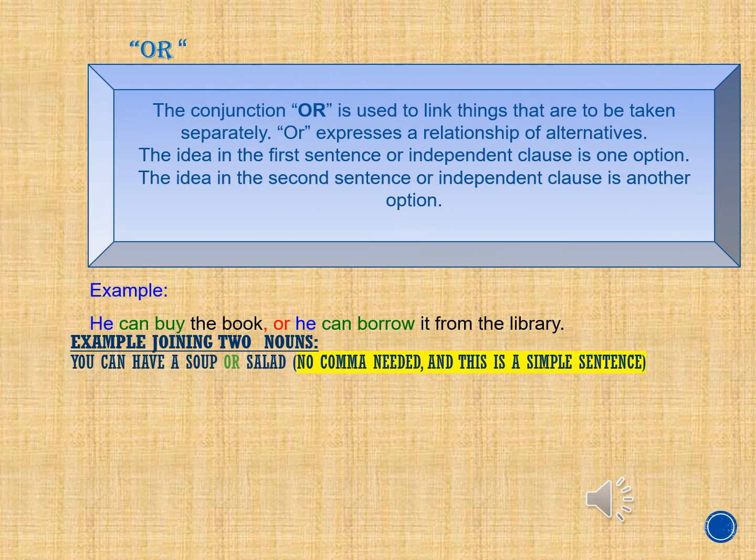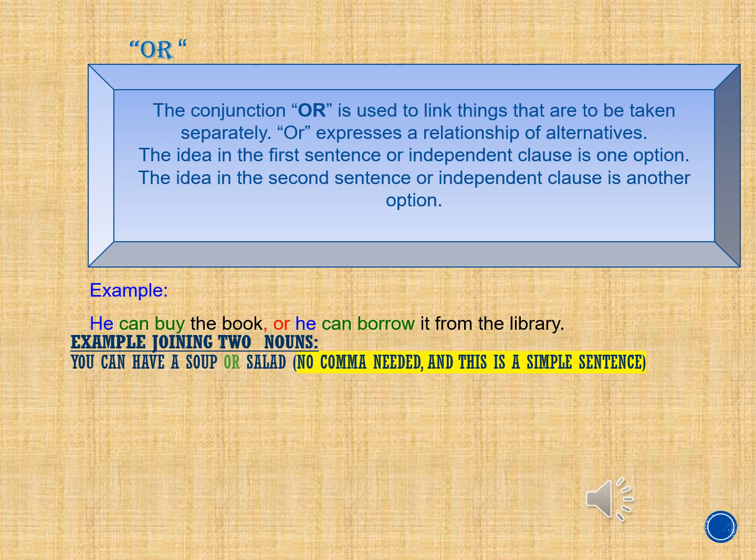Okay, so let's continue with this. My next coordinating conjunction is or. And let's read this together. I believe that or is not that difficult because it gives you options.